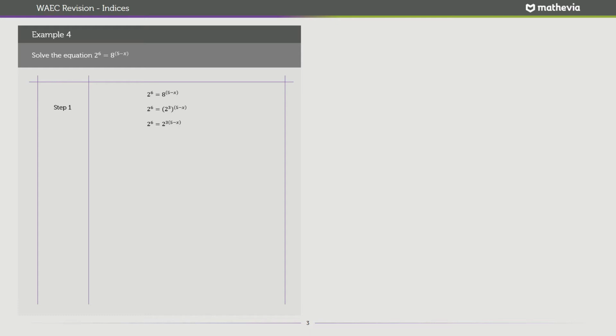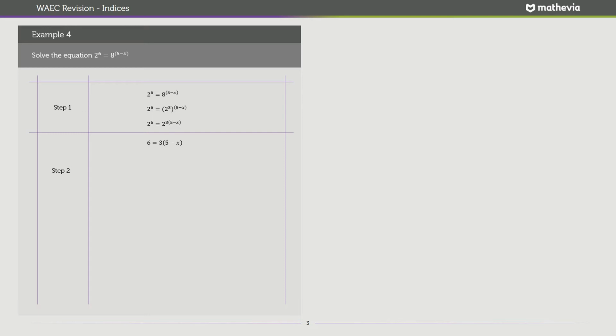And if you have this, I believe you'd agree with me, if 2 to the power of 6 equals 2 to the power of 3 times 5 minus x, you would agree with me that quite simply 6 equals 3 times 5 minus x. So we do away with the base number, and then you draw out the indices, because you've gotten to the point where the base numbers are equal. So you put the base number aside, it doesn't matter, no longer relevant.